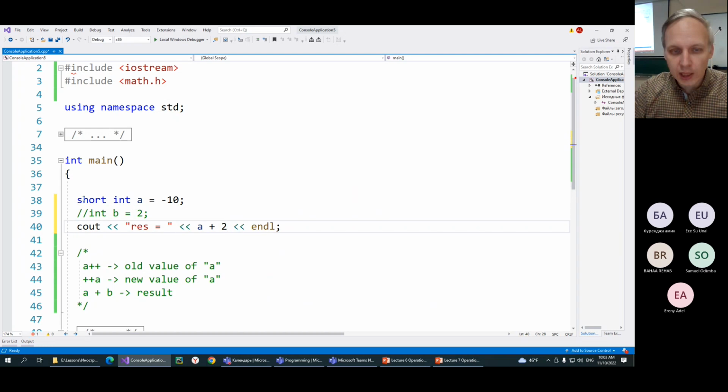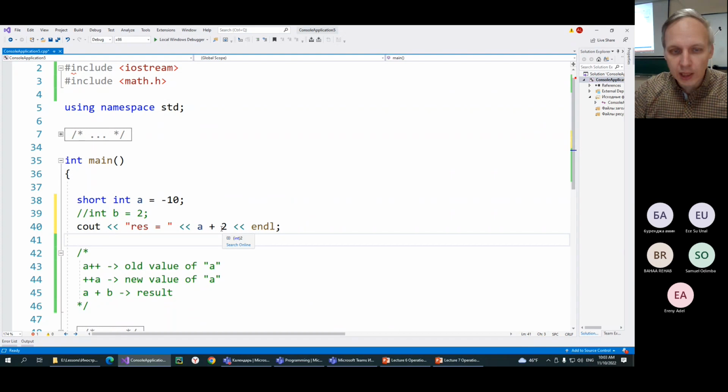More complex question. Let's consider short int a, and the expression a plus 2. What will be the result? In this case, of course, the value of the result will be minus 8. The value of the result is not changed. But what will be the type of the result? It's int, because every literal constant is considered by the compiler as int.